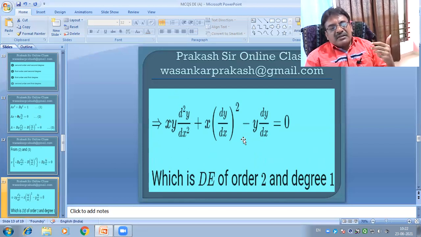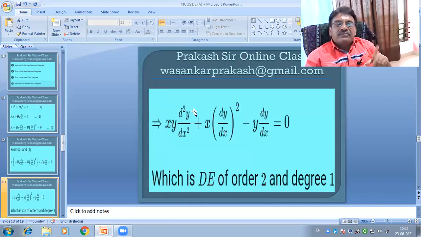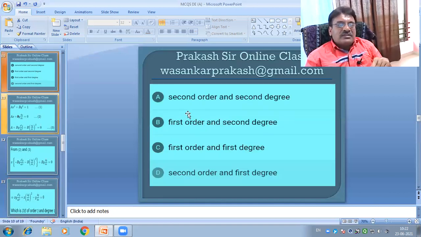This is the second order differential equation. That is, here order is 2 and degree is 1. Therefore, here order is 2, second order, and degree is 1. Second order and first degree. So D is the correct option.